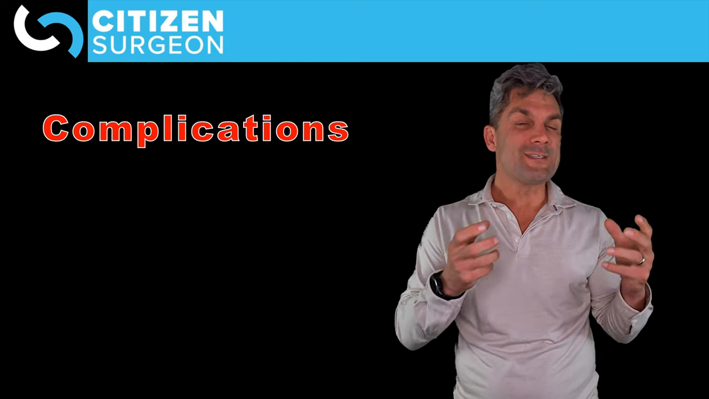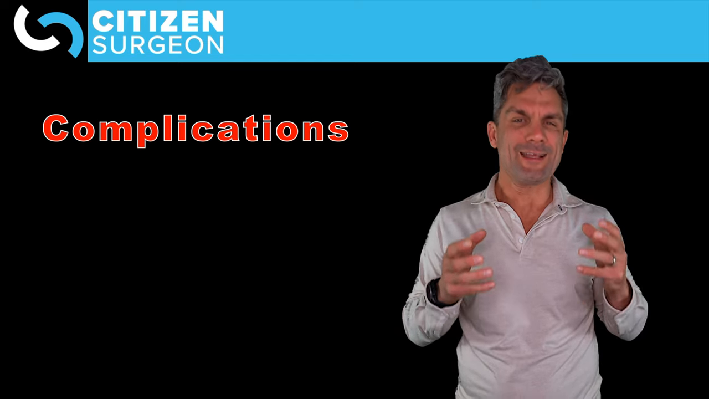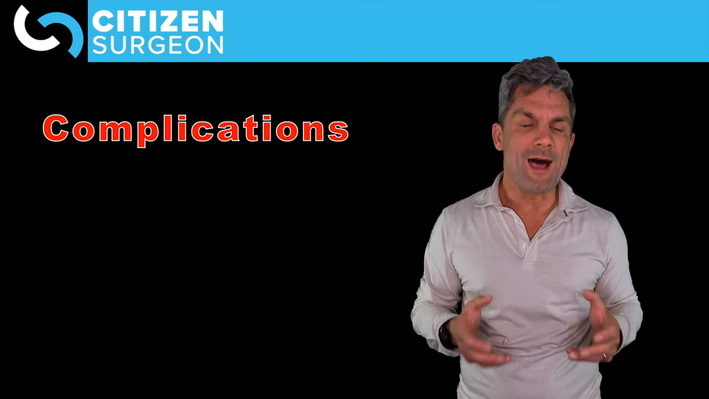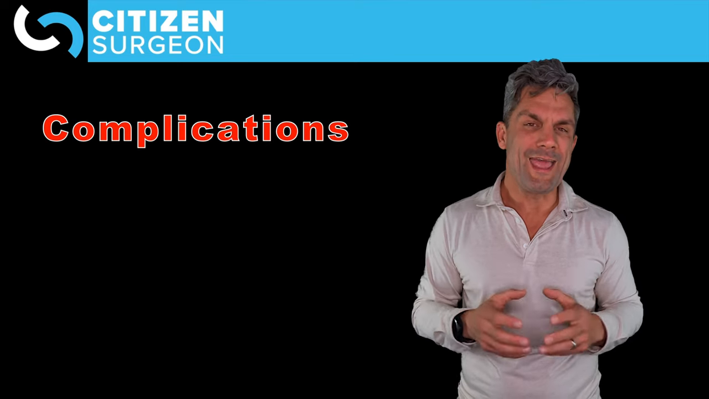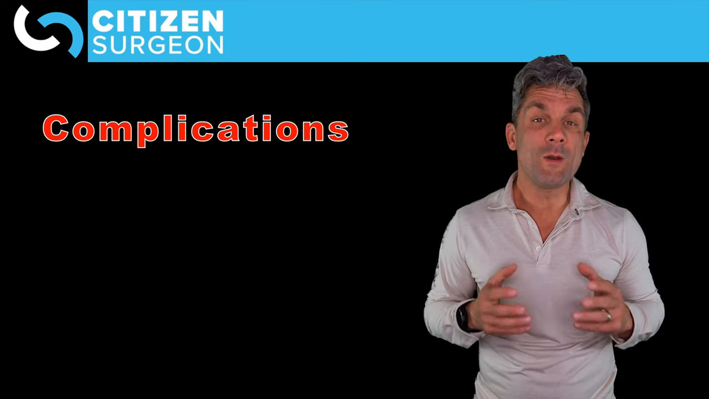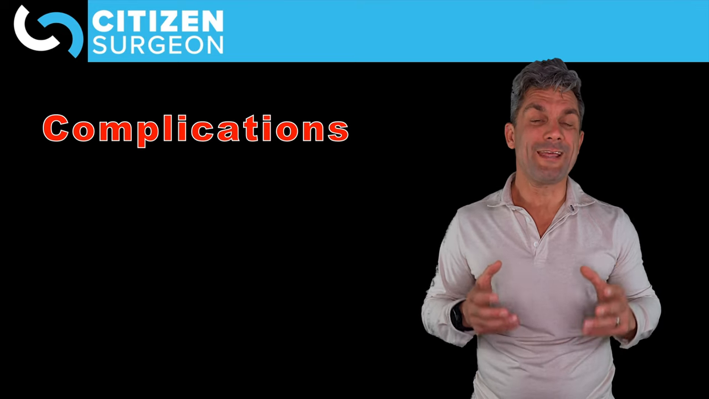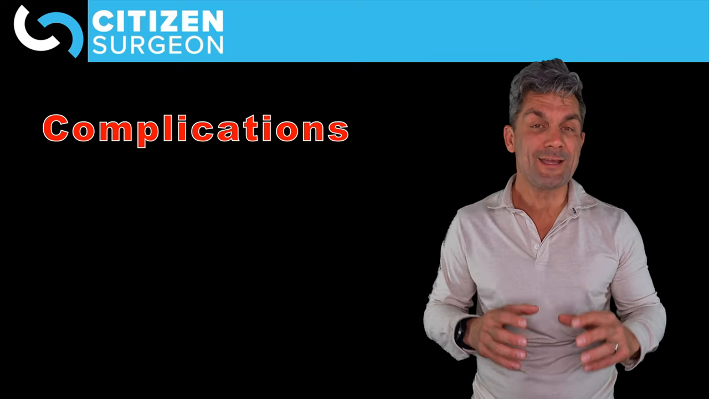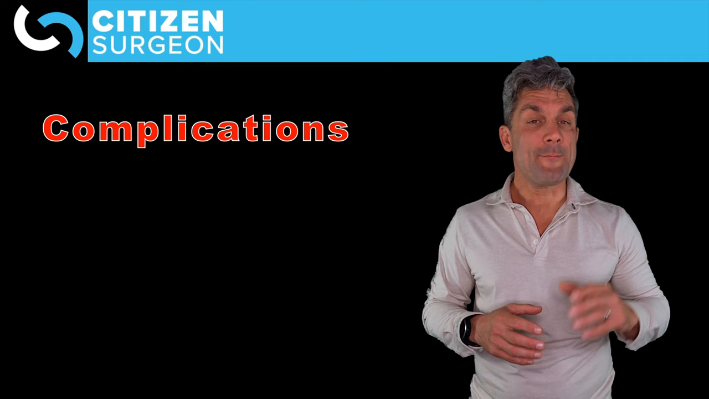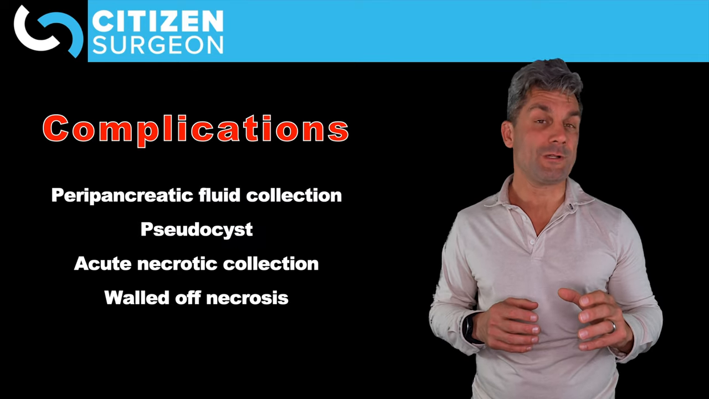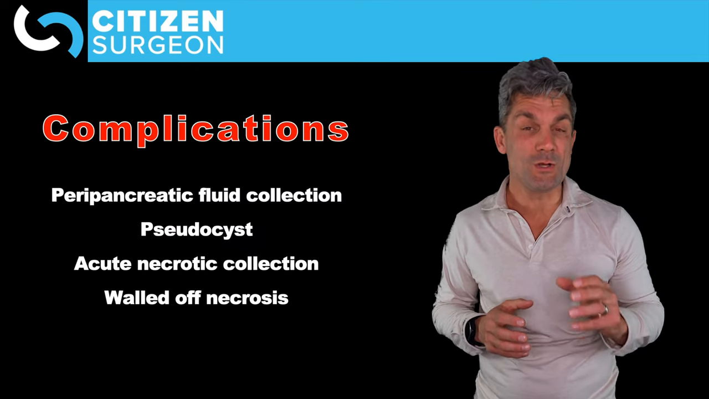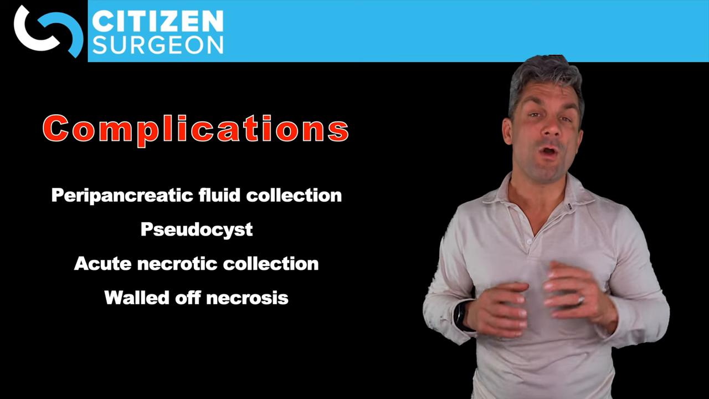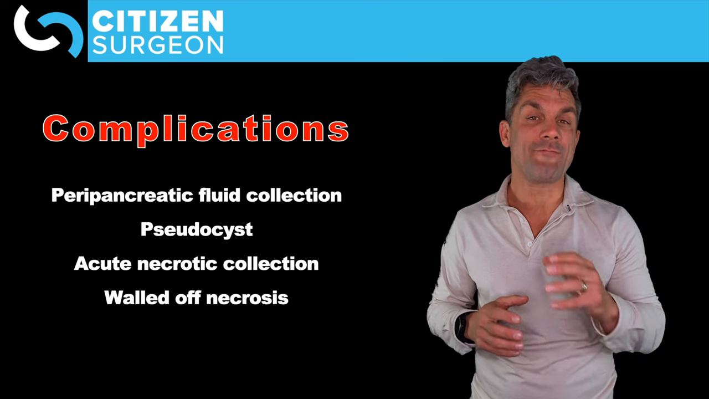But what was that second thing? Well, that second thing is complications. So what are the possible complications that we can have in acute pancreatitis? When we look at complications, we're looking at 4 major local complications. So this is specific to the pancreas. We can have a peripancreatic fluid collection. We can have a pseudocyst. We can have an acute necrotic collection, or we can have walled off necrosis.